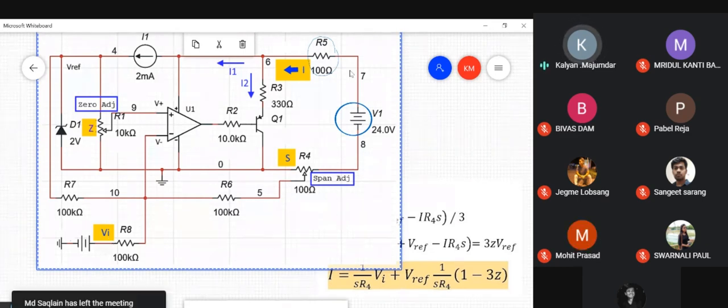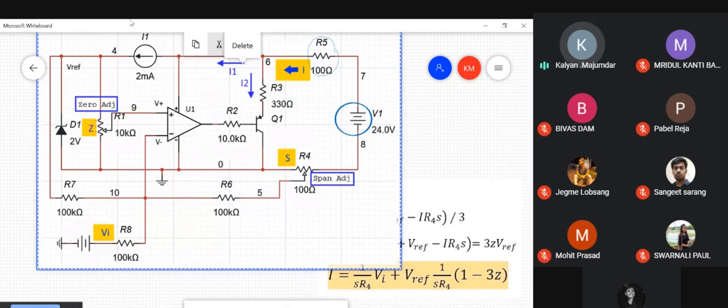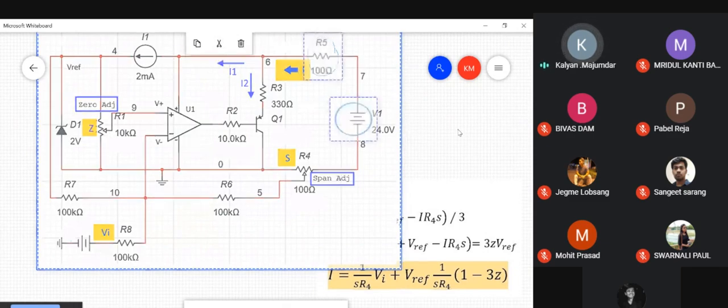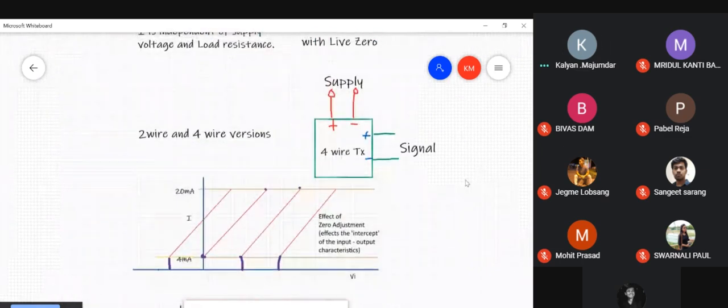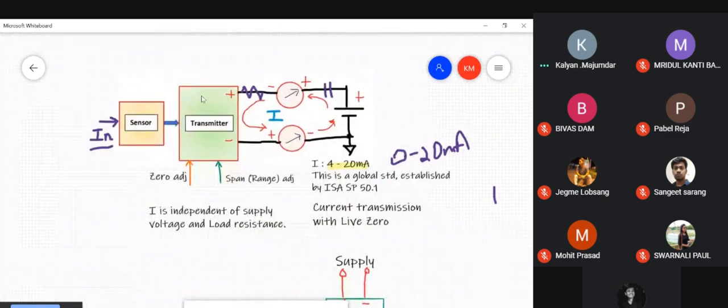And what is the output? The output is this current I, which is basically the loop current flowing in this particular system. Current drawn from the supply, which also flows through this load resistance, flows into this particular device. I mean, this entire circuit is equivalent to this box. This green box is the circuit.